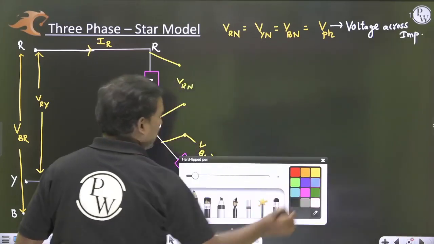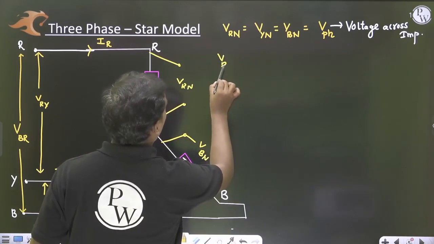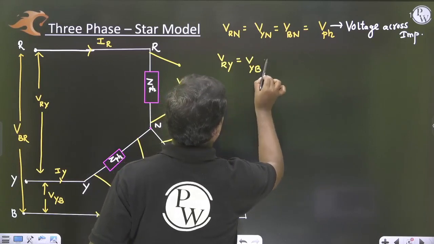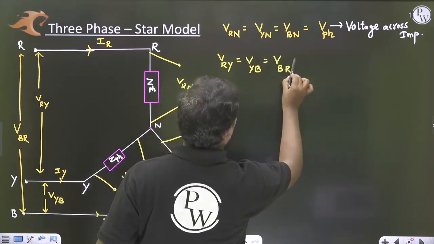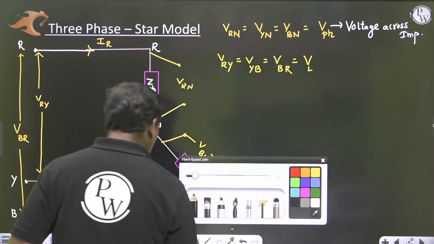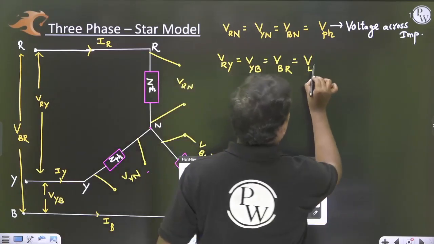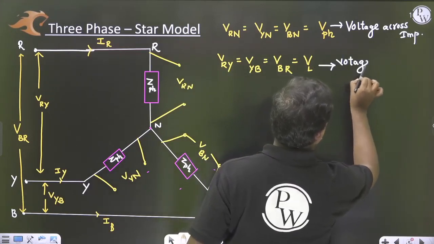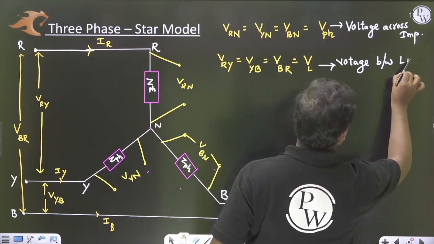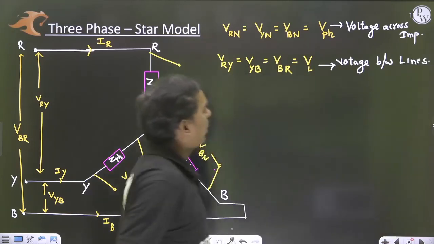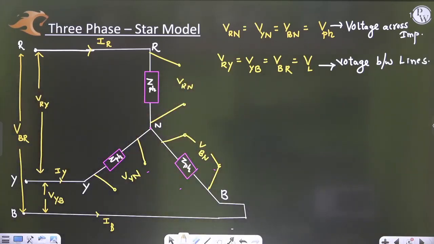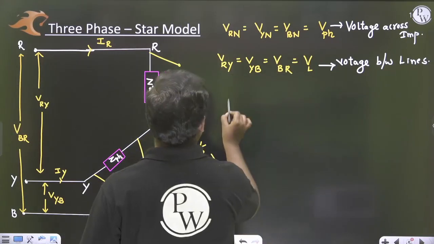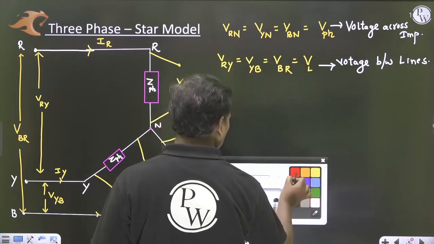Next, what are the line voltages? VRY, VYB, VBR. So these all are line voltages, voltages between the lines. VRY, VYB, VBR is the voltage between the lines. Try to understand.